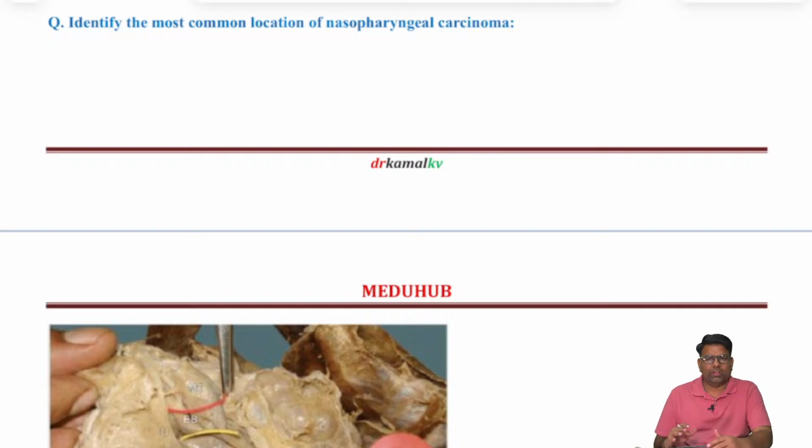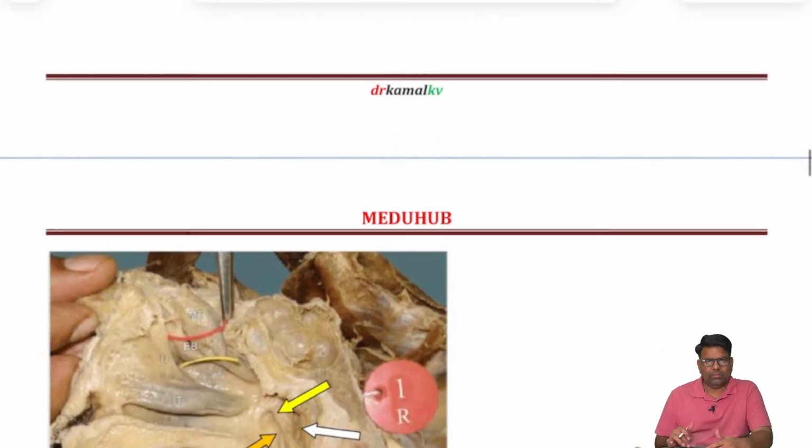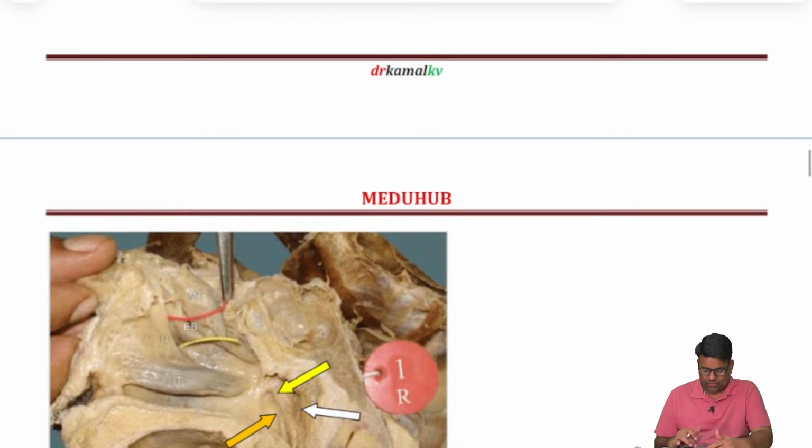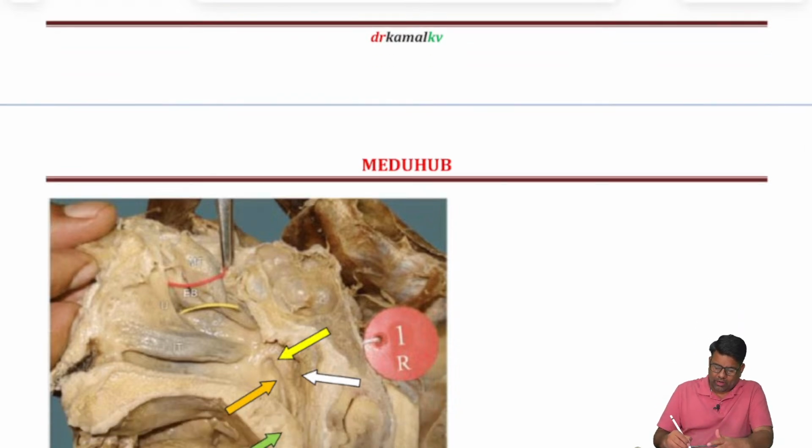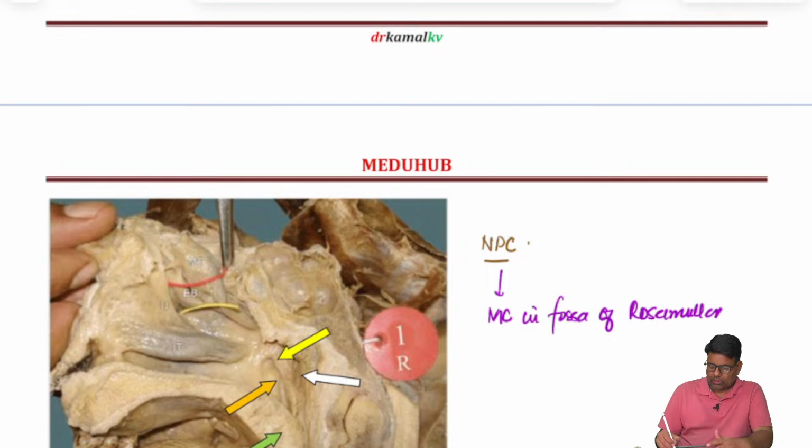Now, in this session, we will start with ENT. Very first question was about the location of nasopharyngeal carcinoma, for which an image was given, and the student was supposed to identify the commonest location for nasopharyngeal carcinoma. Now, we know that nasopharyngeal carcinoma occurs most commonly in the fossa of Rosenmuller, right? It occurs most commonly in the fossa of Rosenmuller.